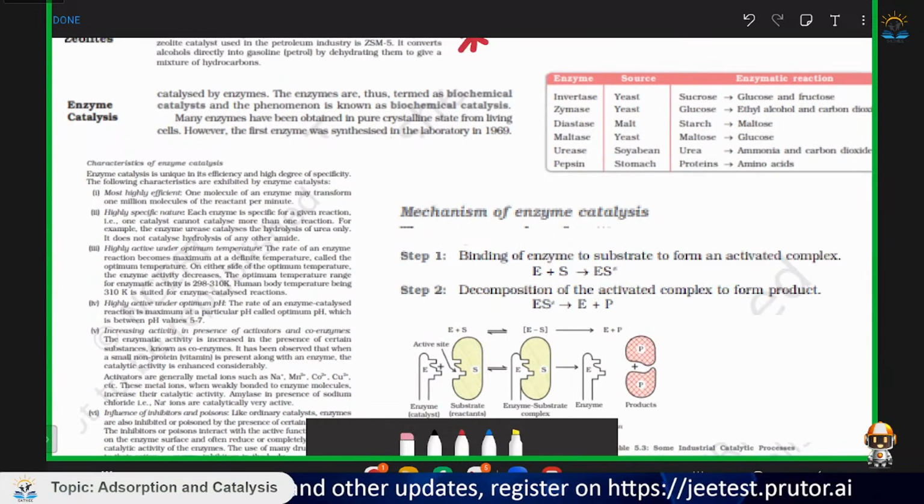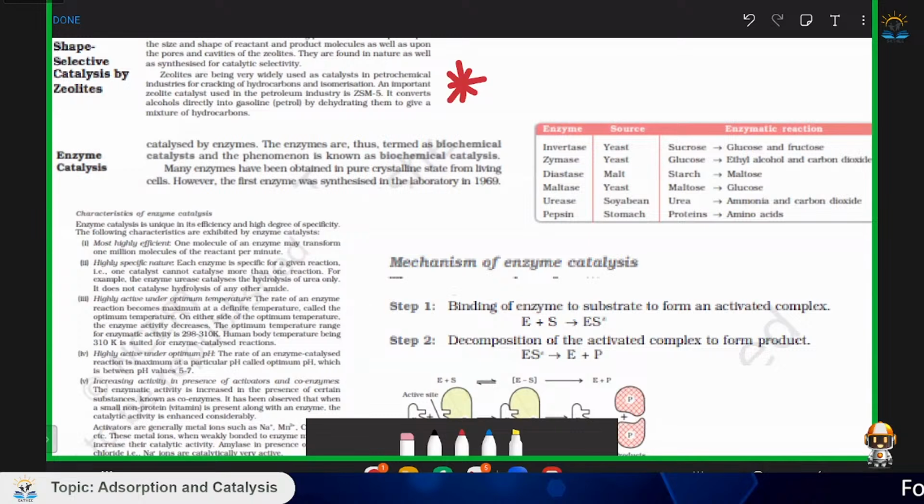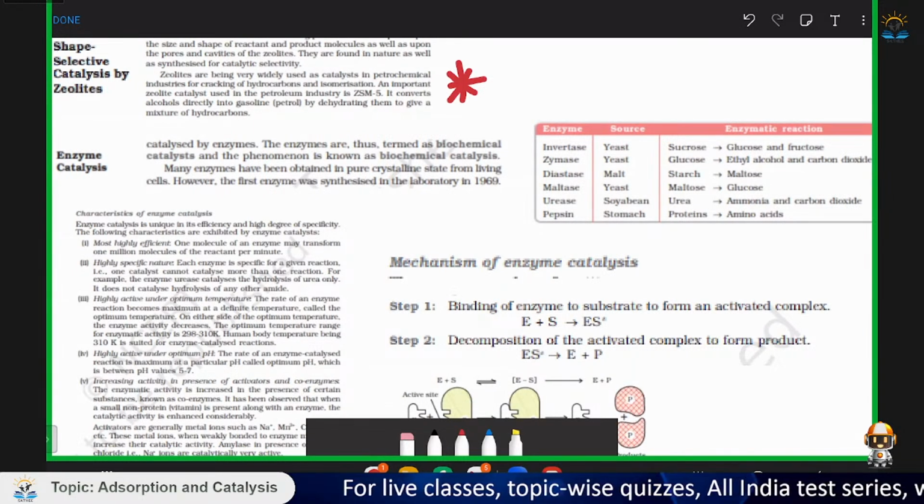Enzymes are biochemical catalysts. The phenomenon is known as biochemical catalysis. Basically, enzymes are found in your body. They are like catalysts for reactions happening in the human body. Many enzymes have been obtained in pure crystalline state from living cells. This is not preparation, it is extraction. However, the first enzyme was synthesized in the laboratory in 1960. This is artificial synthesis.